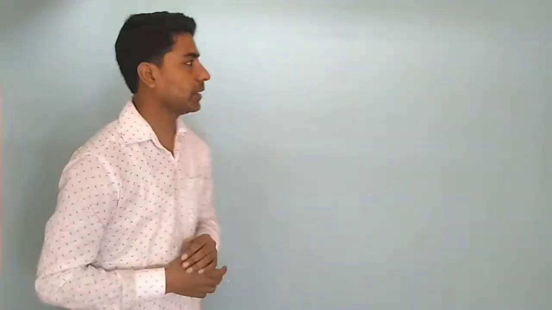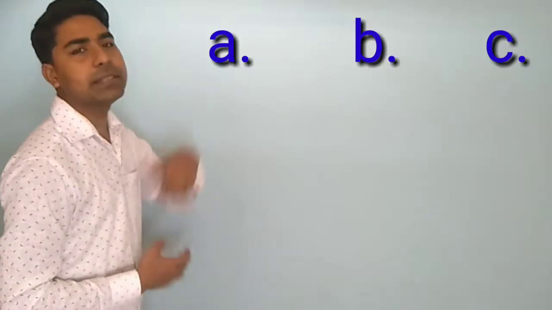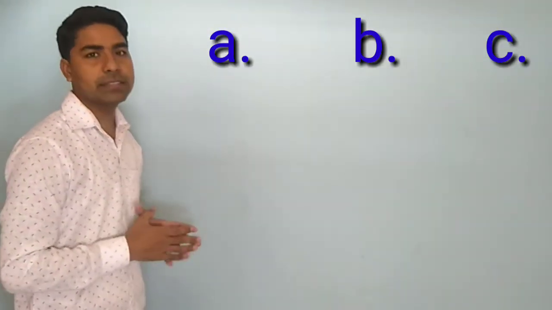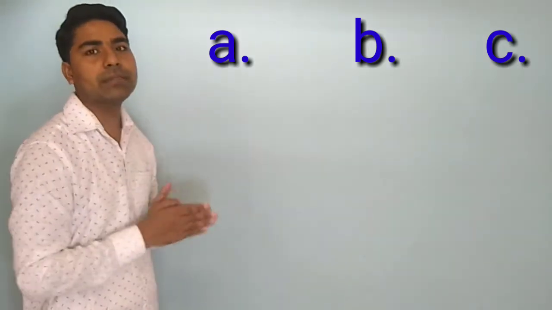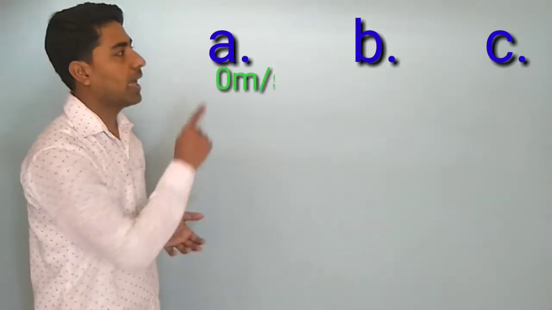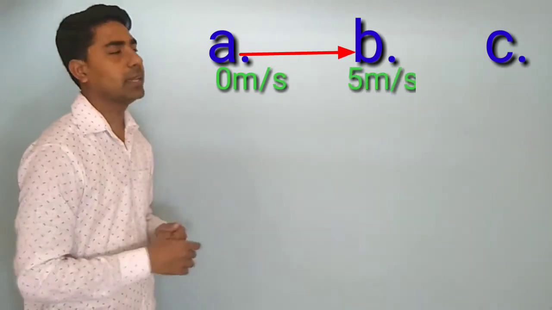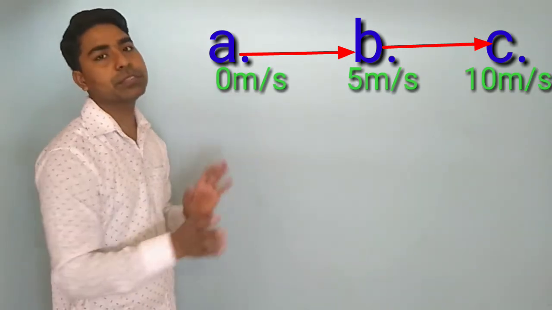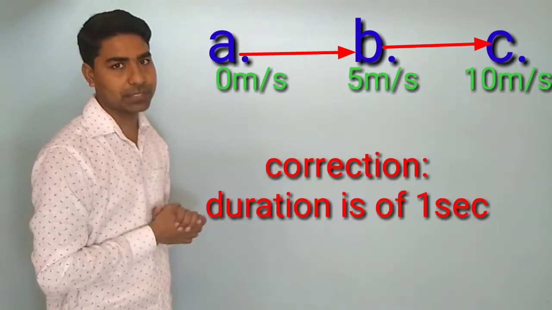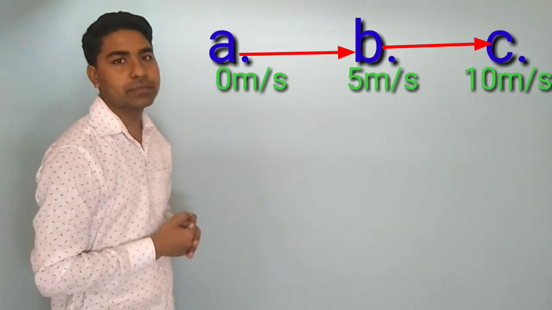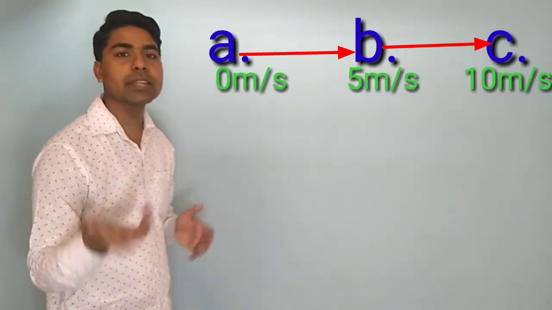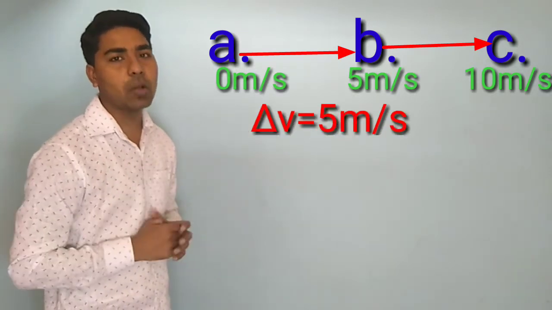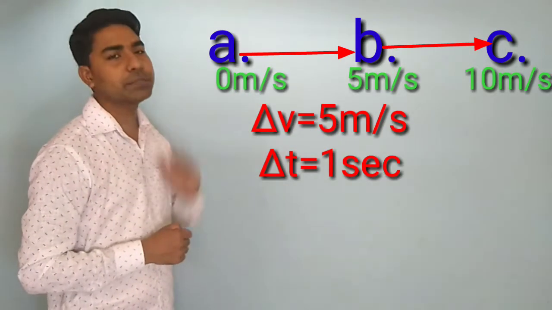What is acceleration? The rate of change of velocity. Suppose I am showing you 3 points, A, B, C. At these 3 points, suppose at A the velocity was 0 meter per second. At B, velocity 5 meter per second. At C, velocity 10 meter per second. And the duration from A to B and B to C is 1 second each. So what is the change in velocity from A to B? 0 to 5, that is a change of 5 meter per second. And in how much time? In 1 second.